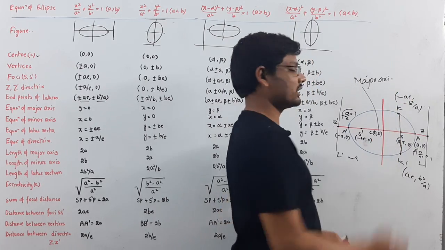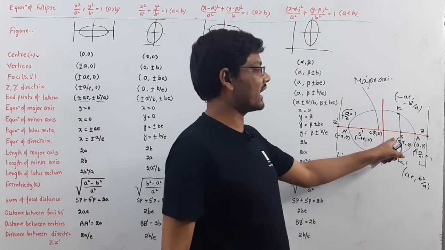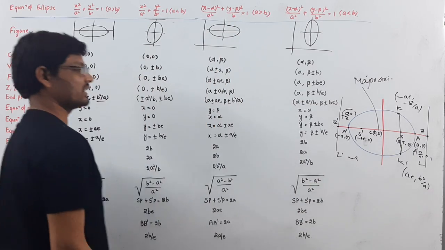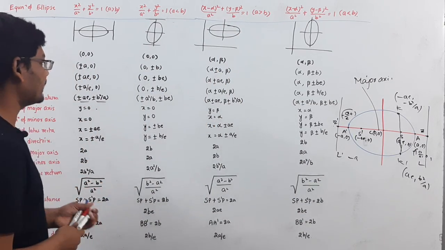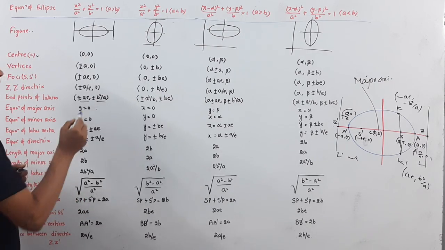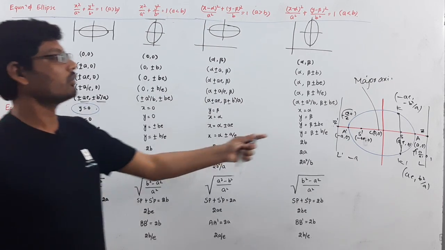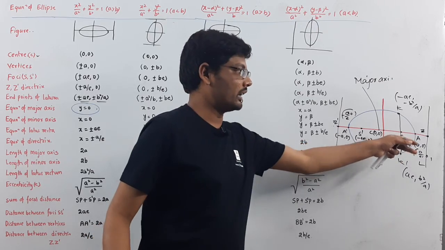This is the major axis, that is the x axis, and the equation of this major axis will become y is equal to 0. This is an important one here. This is the x axis.